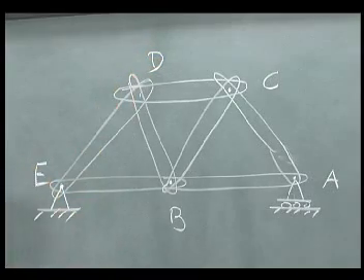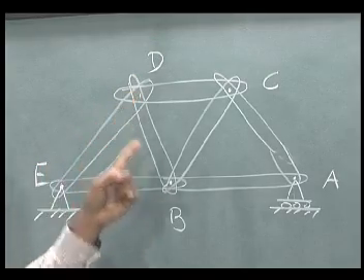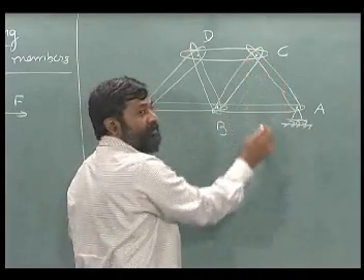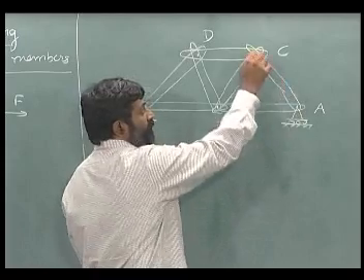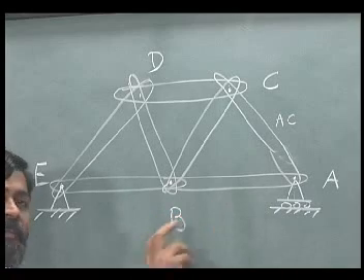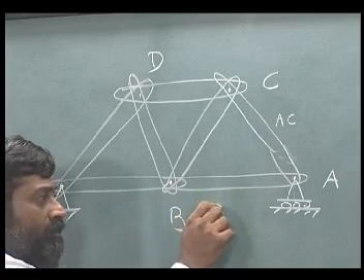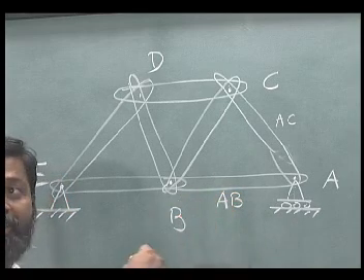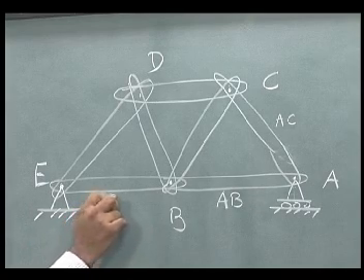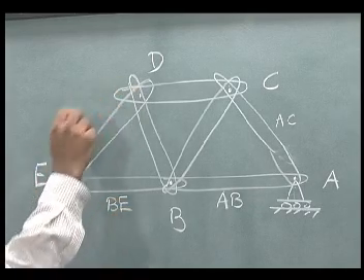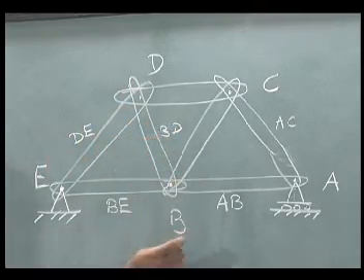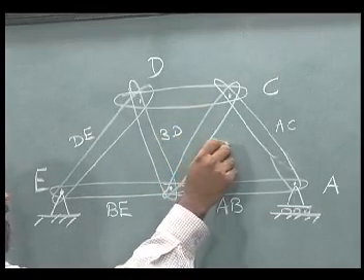What have I named? Each of these pins I have named now, so that every one of these members can get a name. For example, this member can be called AC, this member can be called AB or BA. We will make sure that we go alphabetically one after the other. So I will call this AB. How about this? It is BE, DE, BD, and BC.